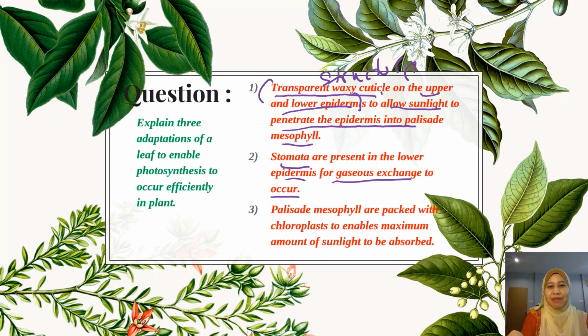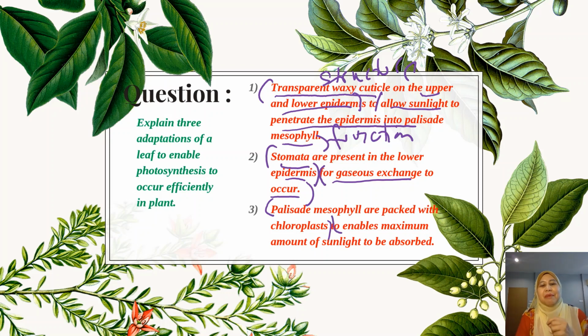and then you give the function in relation to photosynthesis. Same thing here, structure and function. Look at number 3. Structure: palisade mesophyll cells are packed with chloroplasts. Why? Meaning the function: to enable the maximum amount of sunlight to be absorbed for photosynthesis. So, you may discuss with your teacher other structures with their functions to answer this question. Good luck!